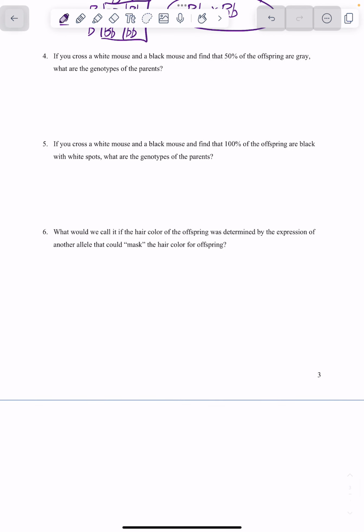Number 4: if you cross a white mouse and a black mouse and find that 50% of the offspring are gray, what are the genotypes of the parents? All right, white mouse, black mouse, and then half of them are gray. In other words, half of them are heterozygous. Okay, so maybe you can do it like this. Maybe we got this one from this, which means we'd have to get this one from this.